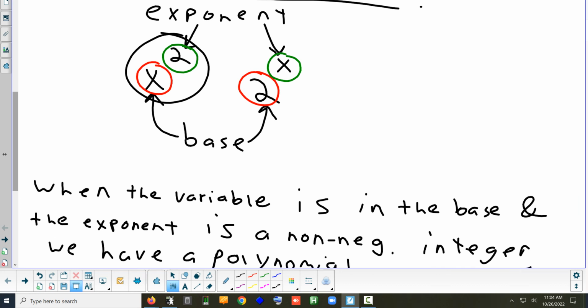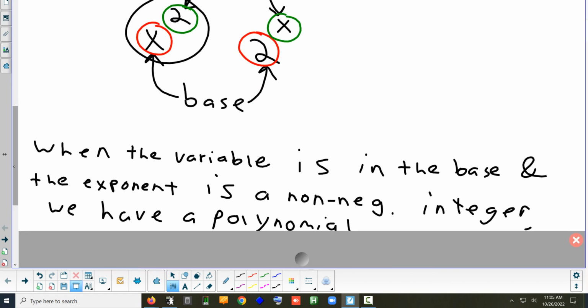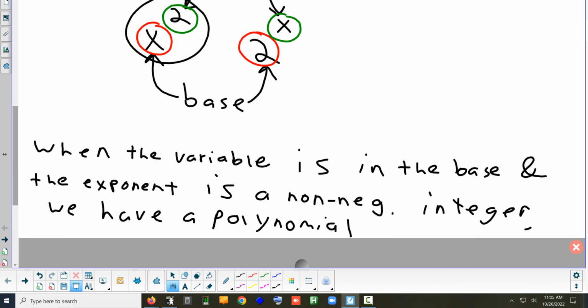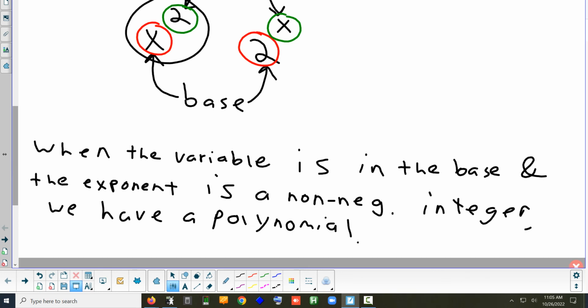And for it to be a polynomial, not only does the exponent just have to be a number, but the exponent has to be a non-negative integer. That's how polynomials work. So you might see like x cubed plus 3x squared plus 7. That's a polynomial. Variables in the bases, non-negative integers for exponents. That's a polynomial.